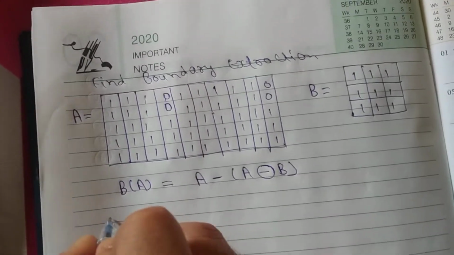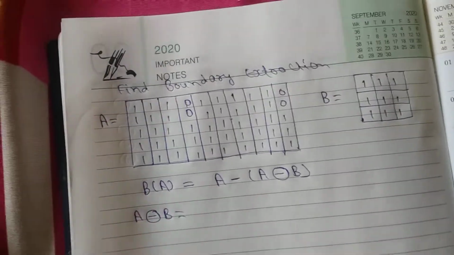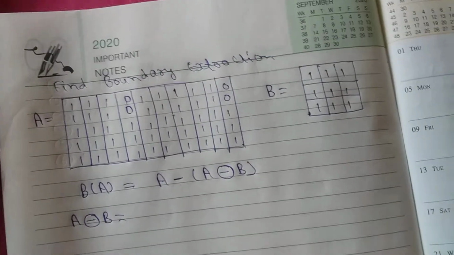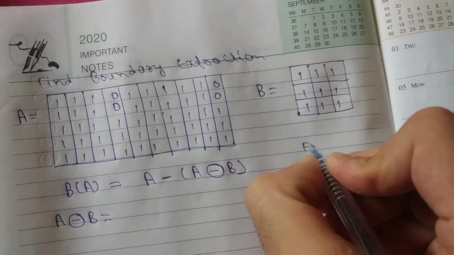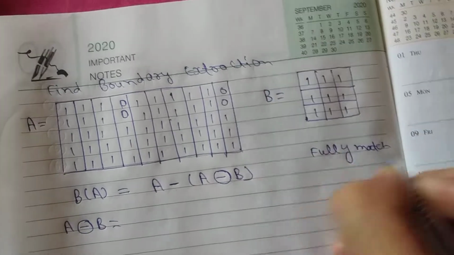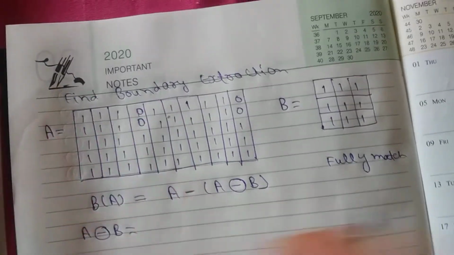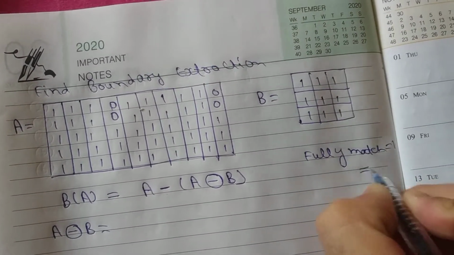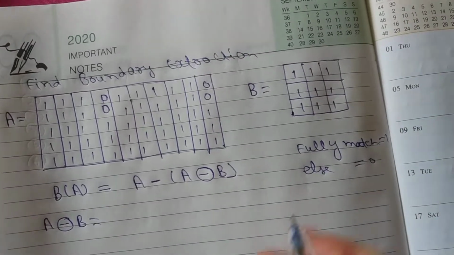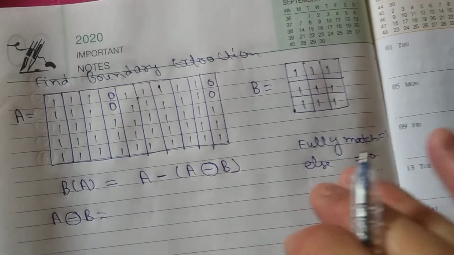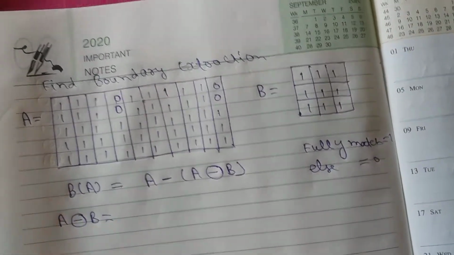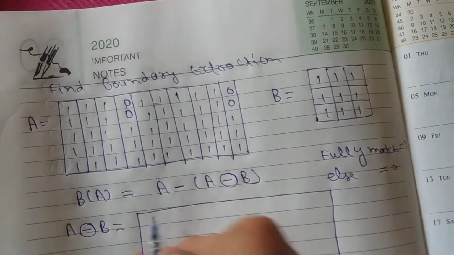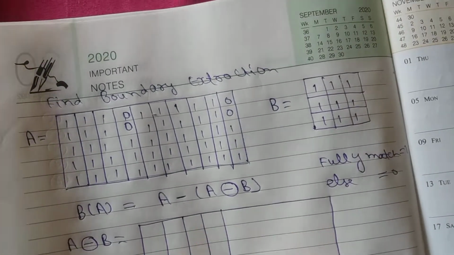So let's figure out how to find the erosion, A eroded by B. Erosion has a formula: if you get a complete match, that is, if B fully matches on A itself, then you write 1 at that position, else you write 0 at every other position. Else means that it could be a partial match or no match. So let's find the erosion. For that we have to make the matrices. It is a 5 cross 10 matrix.